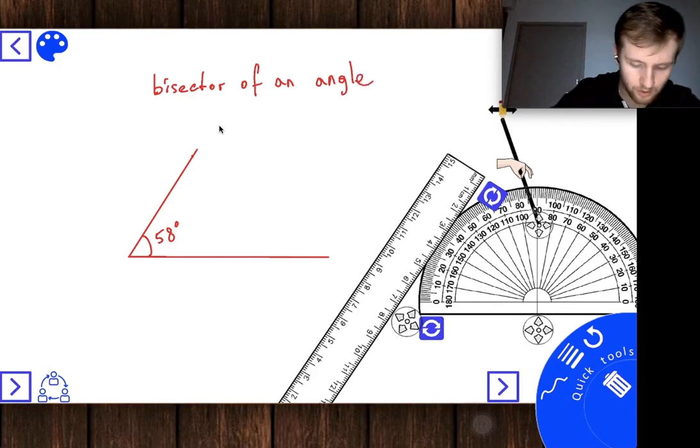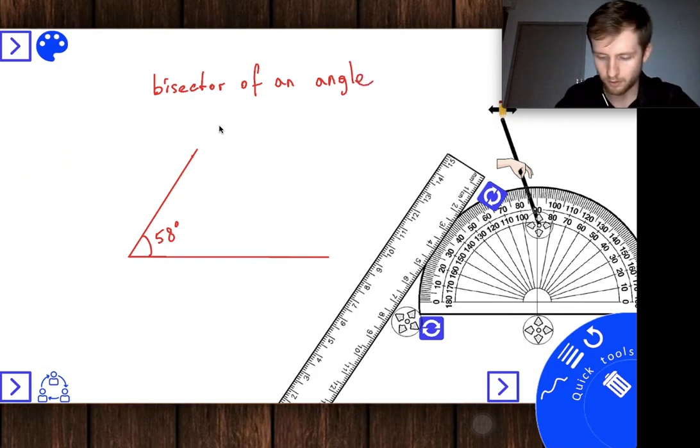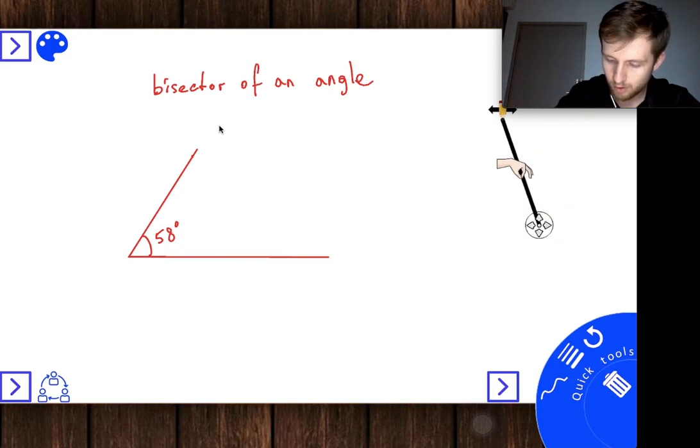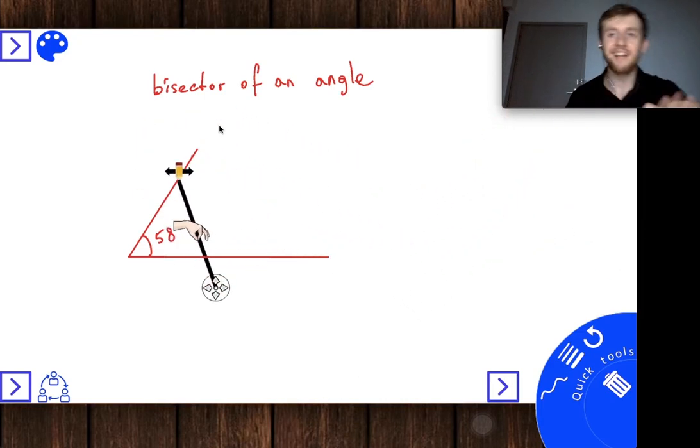So to do this, again, we will need to use a compass. I have so many tools on here. Let's clean it up. A bisector of an angle.